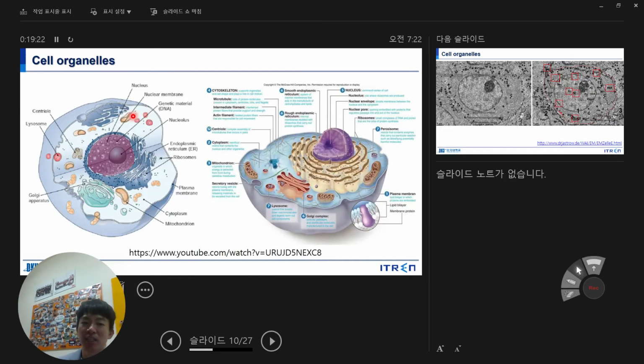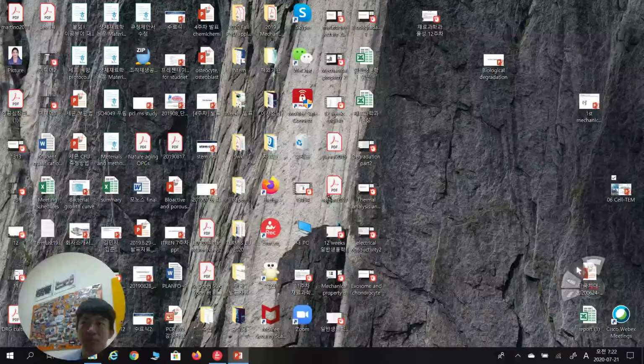And the second step, you can see the cell organelles from these TEM images. So let's look at details about the cell organelles, from the start.